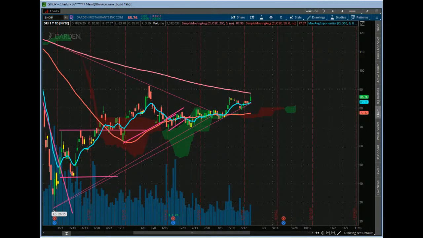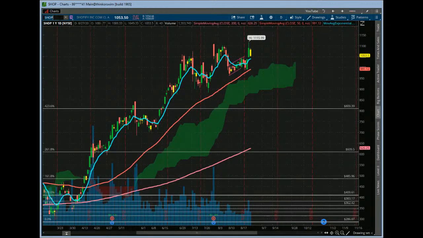Shopify, of course, is just a beast. We had a big move yesterday, but a nasty down move today. So inside day there, and it looks like it might be eyeing that little gap below right next to the ADMA. So that could be a potential target on that one.